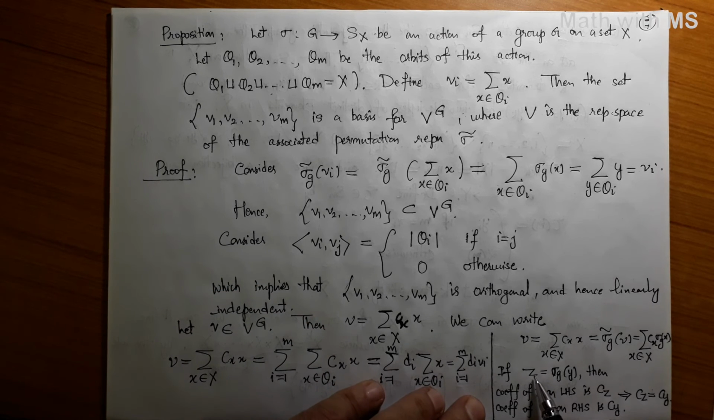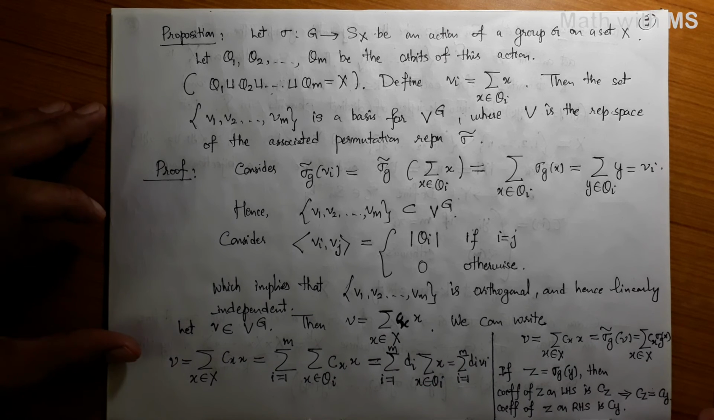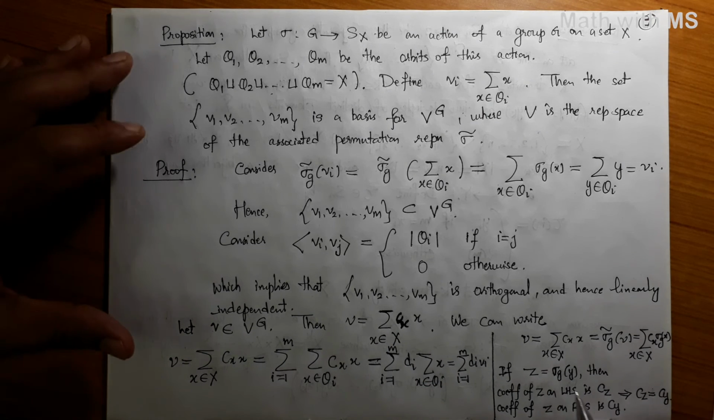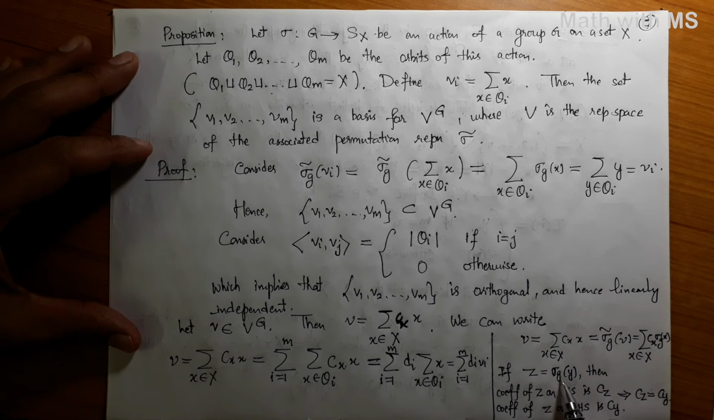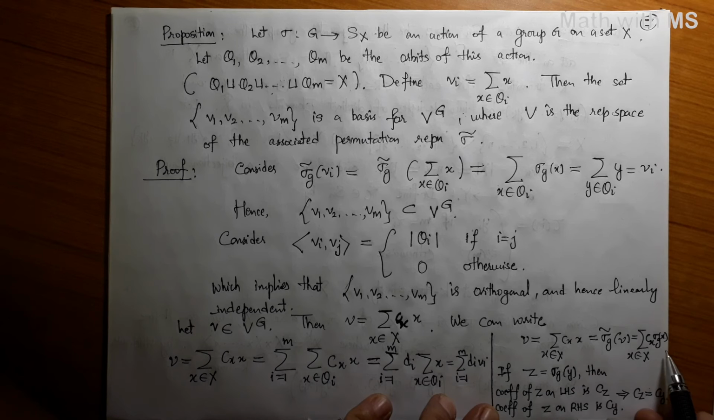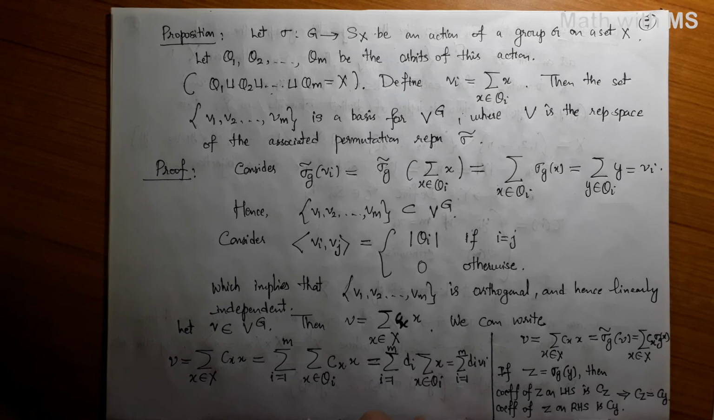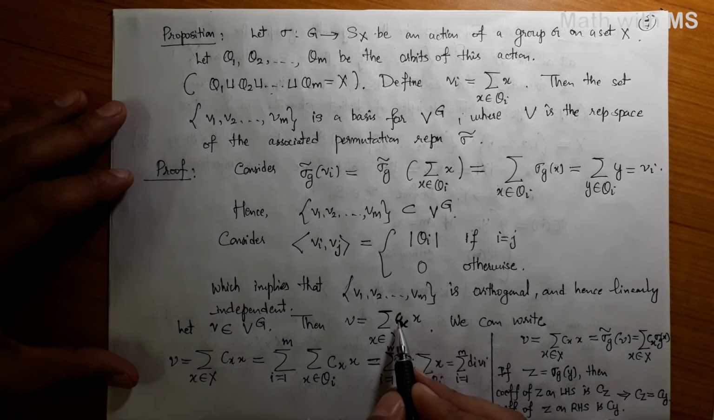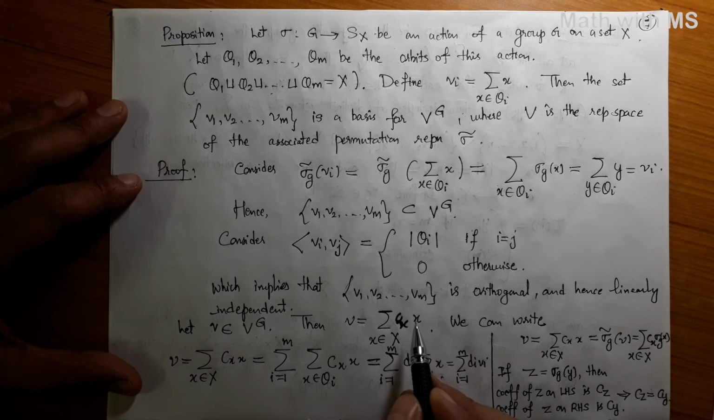Suppose that z and y are in the same orbit. That means there is a group element g such that sigma g of y is z. Now in this expression, look at the coefficient of z on the left hand side. The coefficient of z on the left hand side is going to be Cz, whereas the coefficient of z on the right hand side, because sigma g y becomes z, is going to be Cy, which implies Cz equals Cy. Therefore, if two elements of X are in the same orbit, their coefficients as they appear in the expansion of v should be the same.